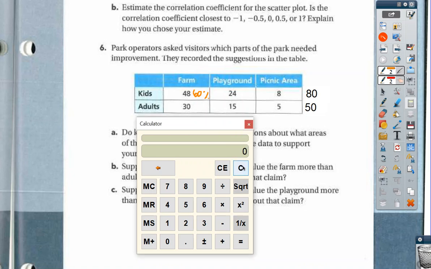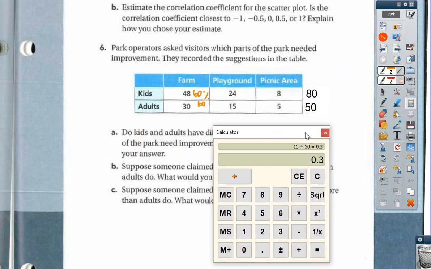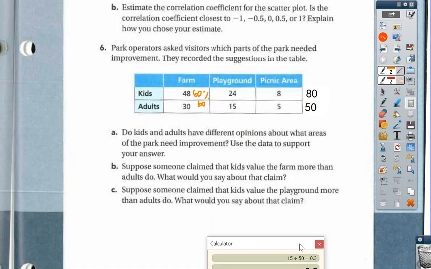Well, let's see what the adults have to say. So if we go 30 divided by 50, we get 60%. So kids and adults are definitely in agreement on this one. Let's take a look at the playground. So 24 divided by 80, 30%. 15 divided by 50. At this point, it's safe to say that adults and kids have the same basic ideas on what needs to be improved.